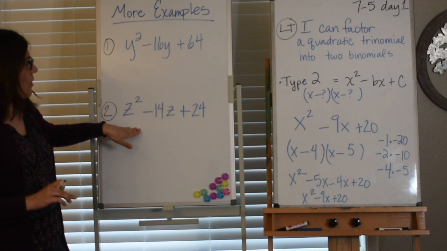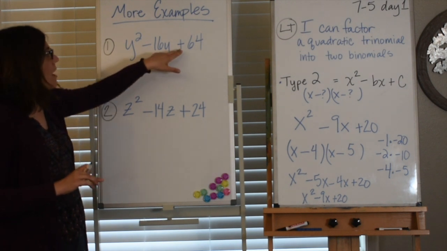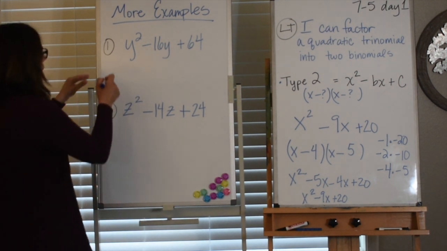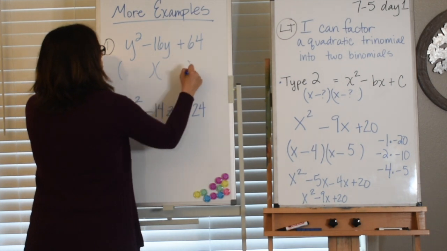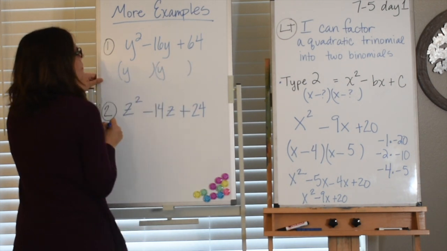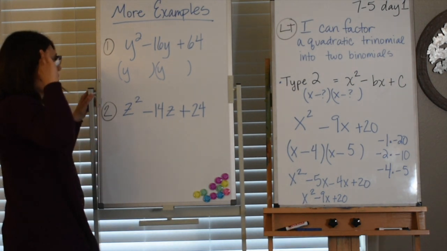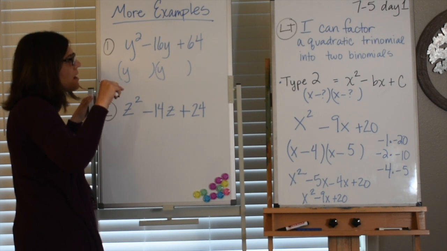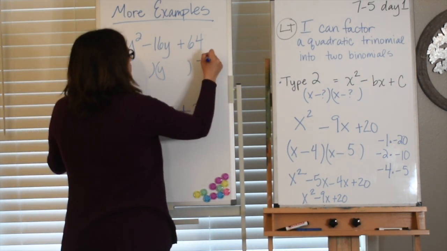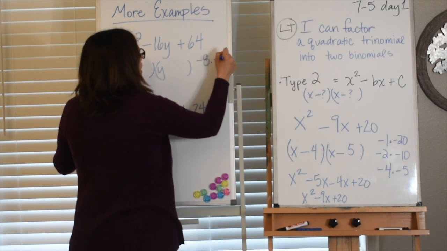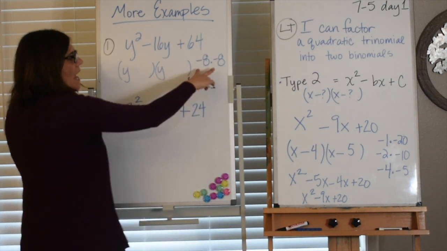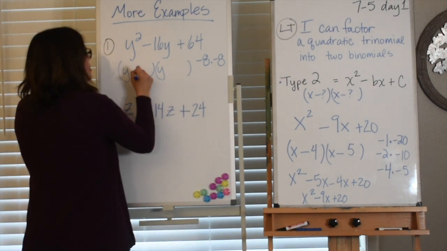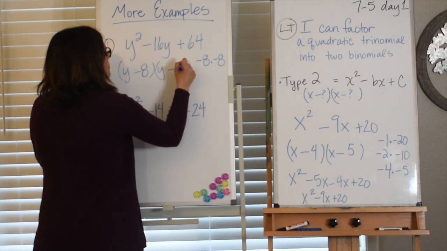Let's double check that they both are that type. And they are, because my c term is positive and my middle term is negative. So I'm going to set my two binomials up, y at the beginning, and I'm going to start going through, and I'm thinking about all the factor pairs of 64. 1 times 64 is 64. Oh, look, 8 times 8. Negative 8 times negative 8 is positive 64. And when I add those two together, it ends up being negative 16. So that's my answer. Okay?